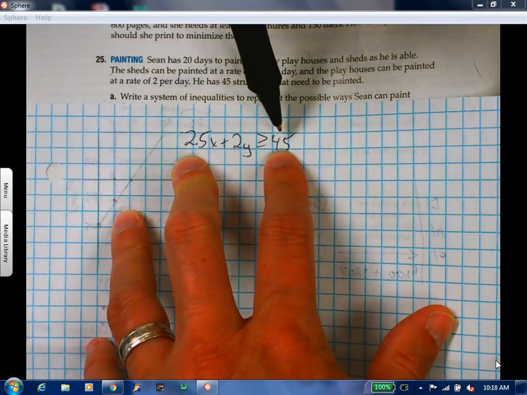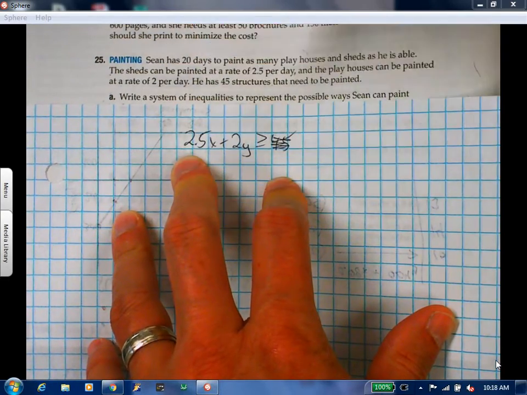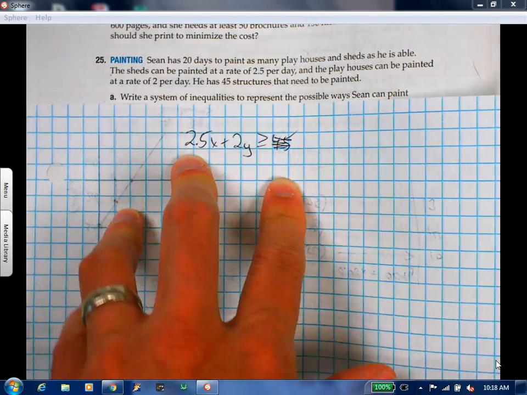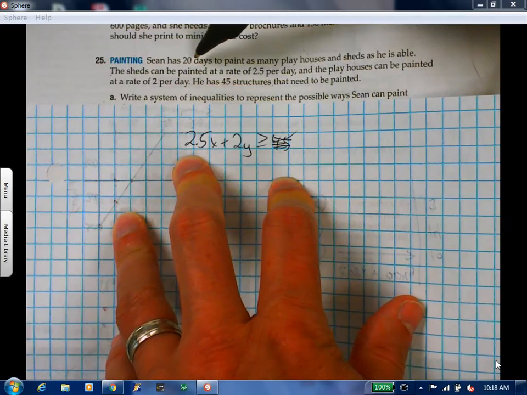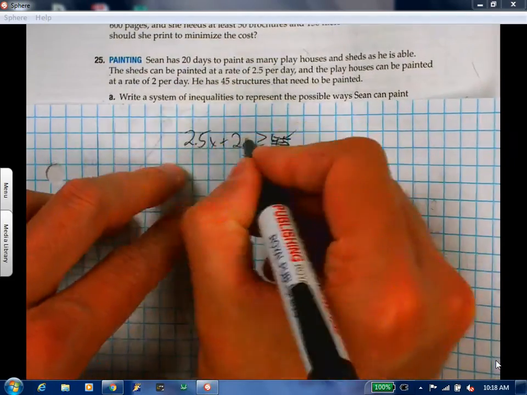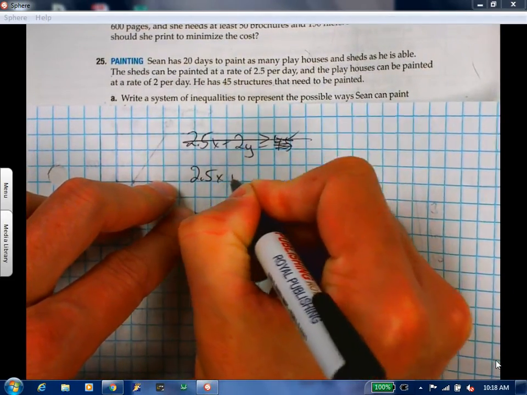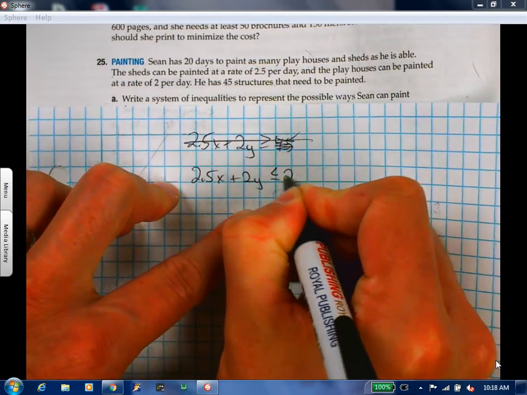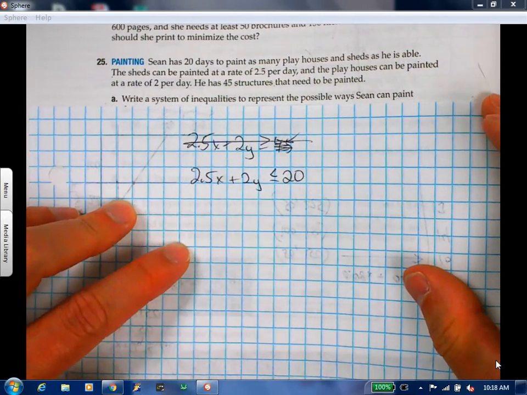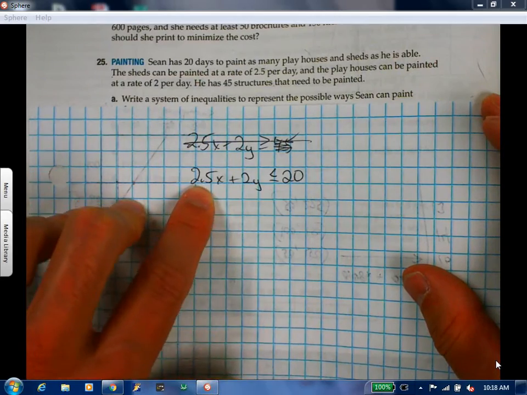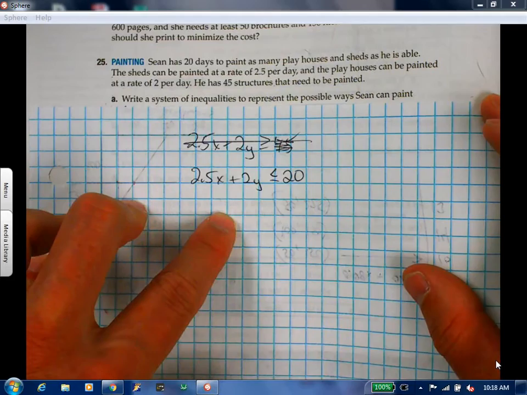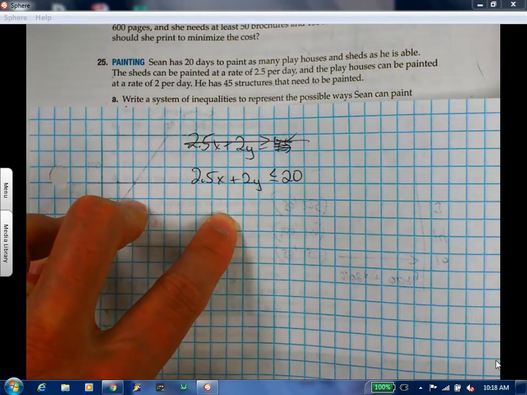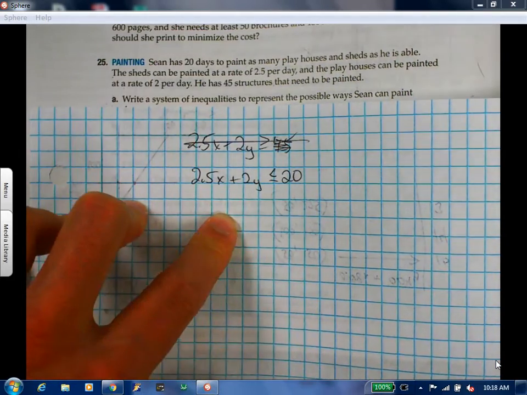So what other thing deals with days in our problem? That 20. So he has 20 days to paint as many, so what we want to do is 2.5x plus 2y has to be less than or equal to 20. Because it's days, per day, and days, all have the same label. So generally, that's going to help you get things lined up as far as what goes together if you're looking at the labels and what they have.